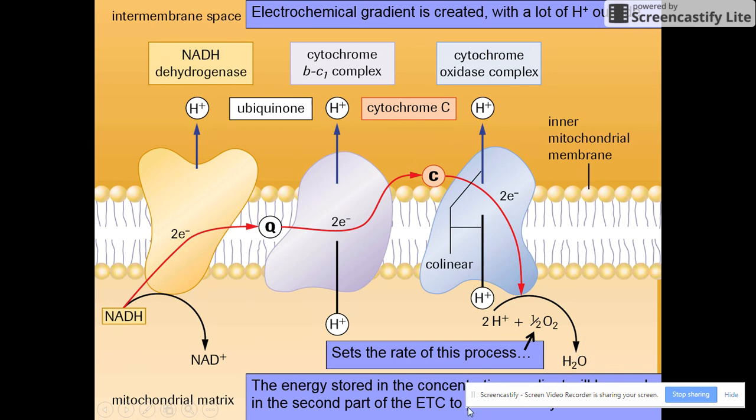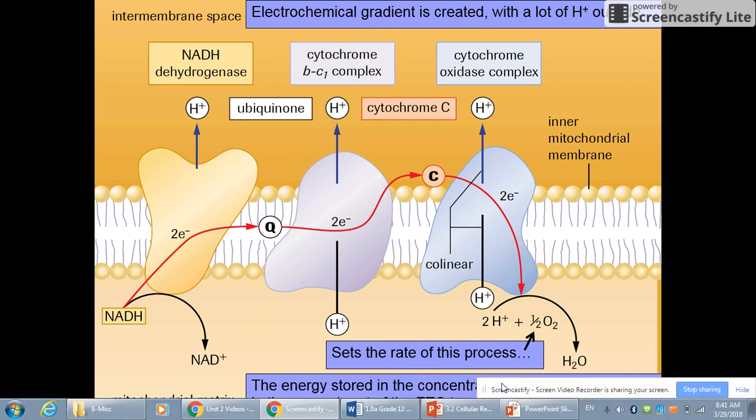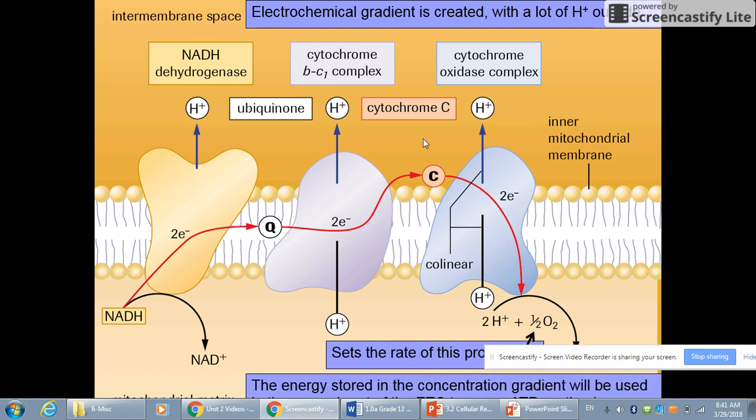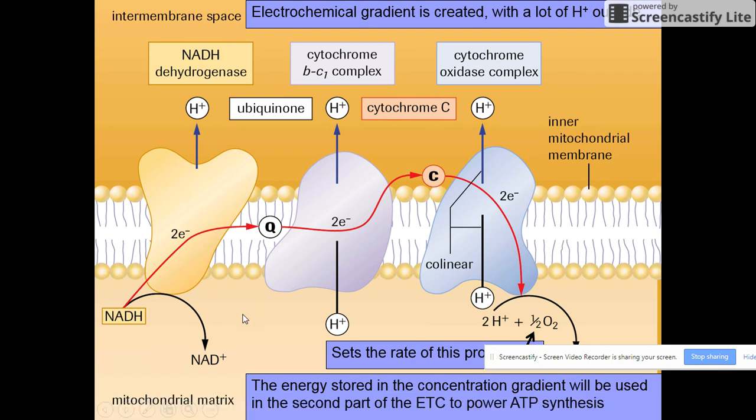And as these protons get pumped across, and as protons are being used to form water in the matrix, really what's happening is an electrochemical gradient is being created. You can see that there's more protons outside than there would be inside, and that creates this electrochemical gradient. And that gradient will then be used to create the ATP in a process called chemiosmosis.